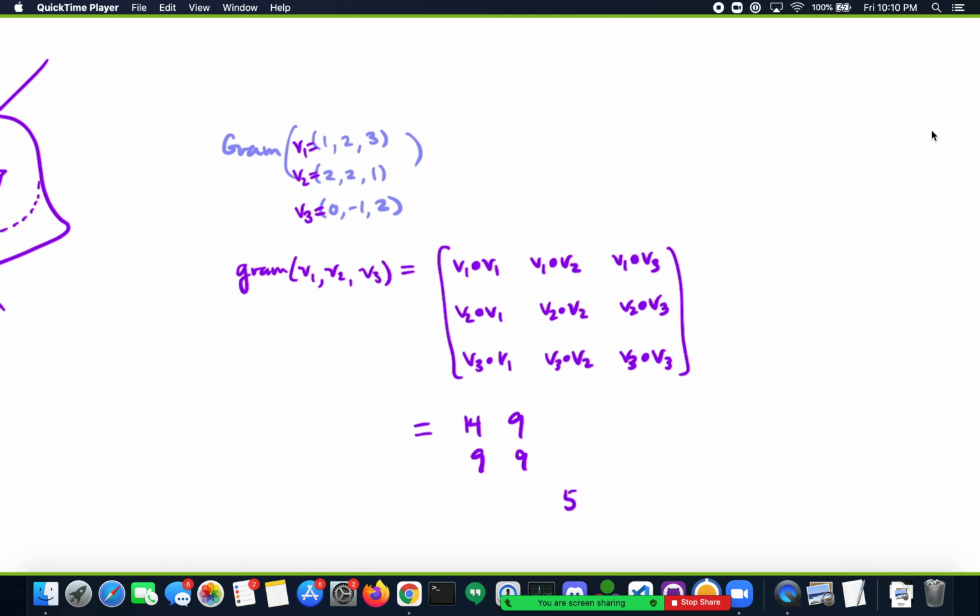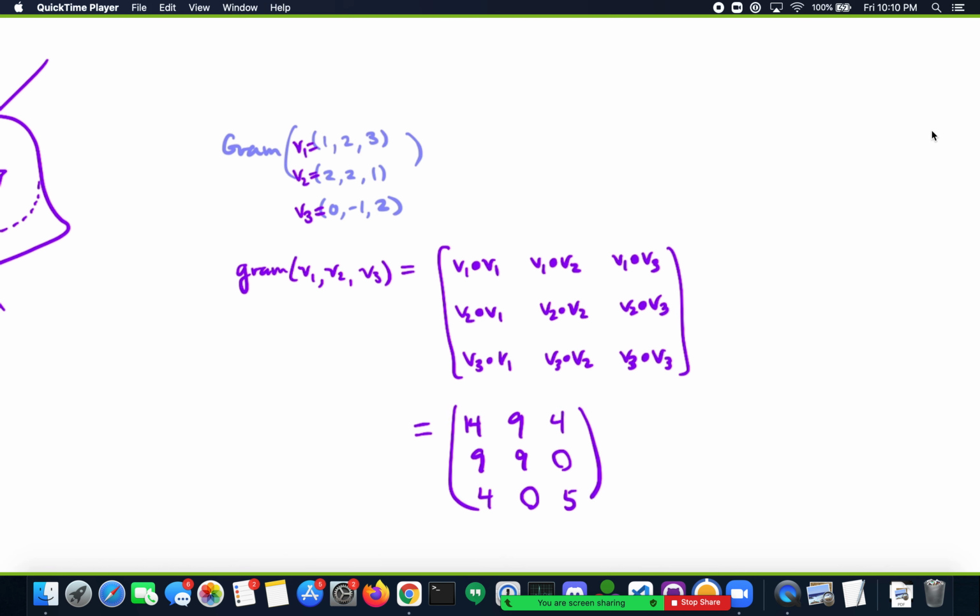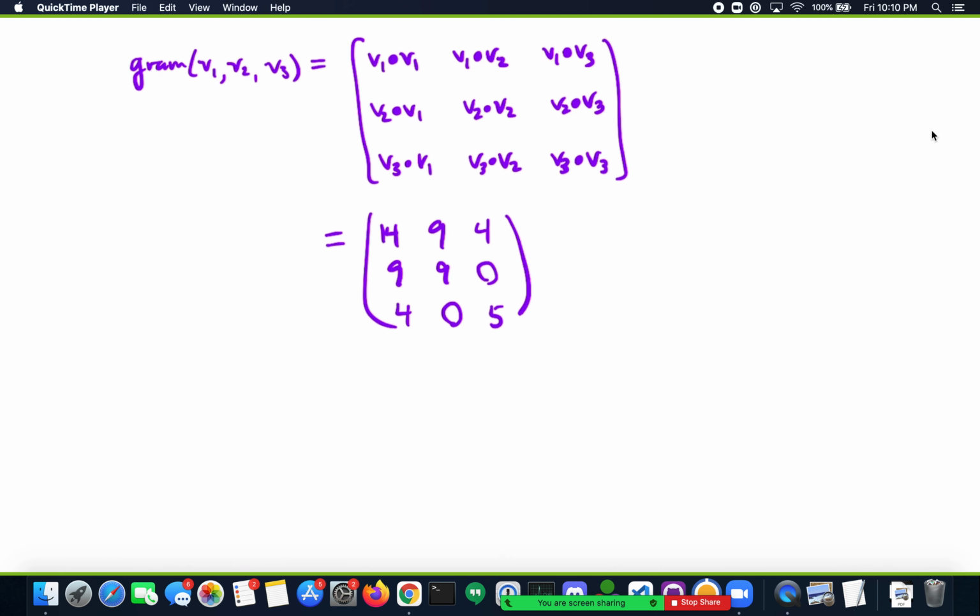V2 dot V3 is 0 minus 2 plus 2. Well, that's 0. V2 dot V3 is 0, so those numbers are 0. We only have one more to calculate, V1 dot V3, which is also equal to V3 dot V1. So V3 and V1 give me 0, minus 2, and 6. 0 minus 2 and 6 is 4. Great. And so we can calculate the determinant here.